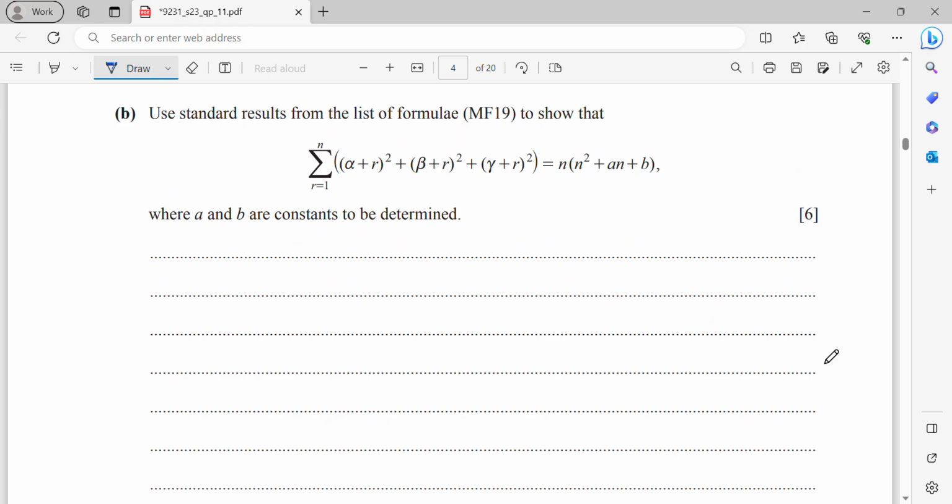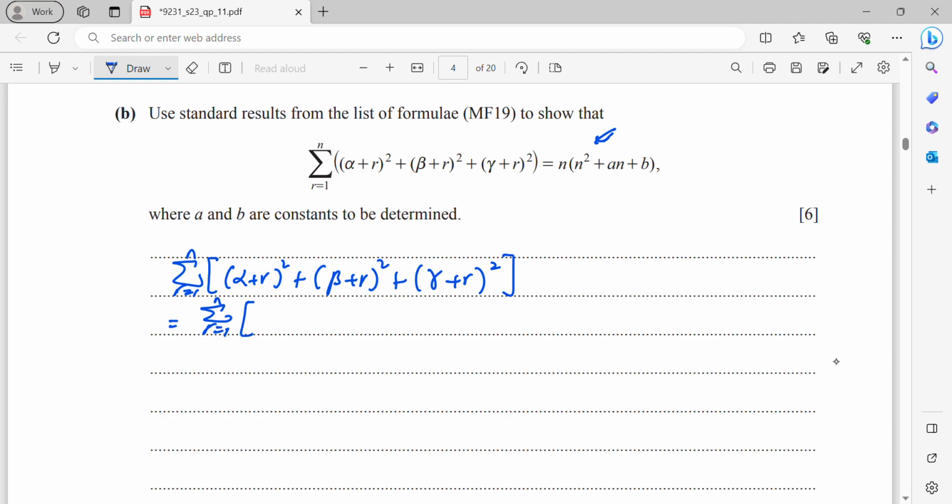Now B, use standard results from the list of formulae, which is MF19, to show this sum equals n bracket n squared plus an plus b, where a and b are constants to be determined. So now I will copy the summation first. Summation of alpha plus r squared plus beta plus r squared plus gamma plus r squared, where r goes from 1 to n. So from here, I will do the expansion.